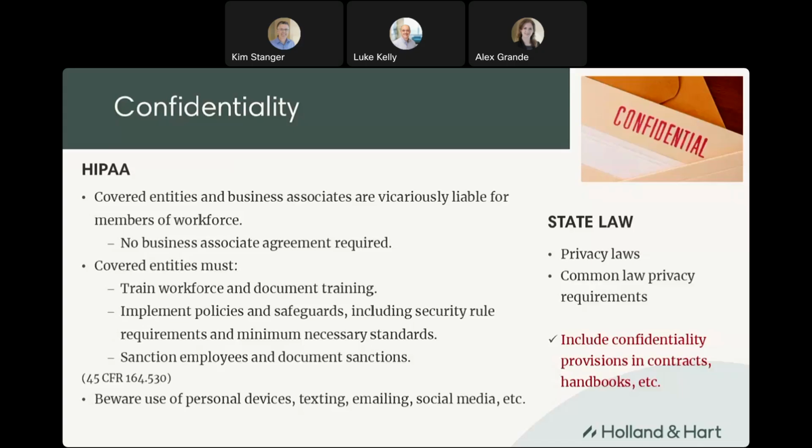Even though HIPAA does not require you to have a business associate agreement with your employees or members of your workforce, you should make sure that you've got confidentiality agreements with your employees, either in their employment contracts or handbooks or something that they sign that requires them to maintain confidentiality. That will be a helpful safeguard to comply with HIPAA, but it can also be really helpful to ensure that they don't take your confidential information or use it improperly after they leave your employment.